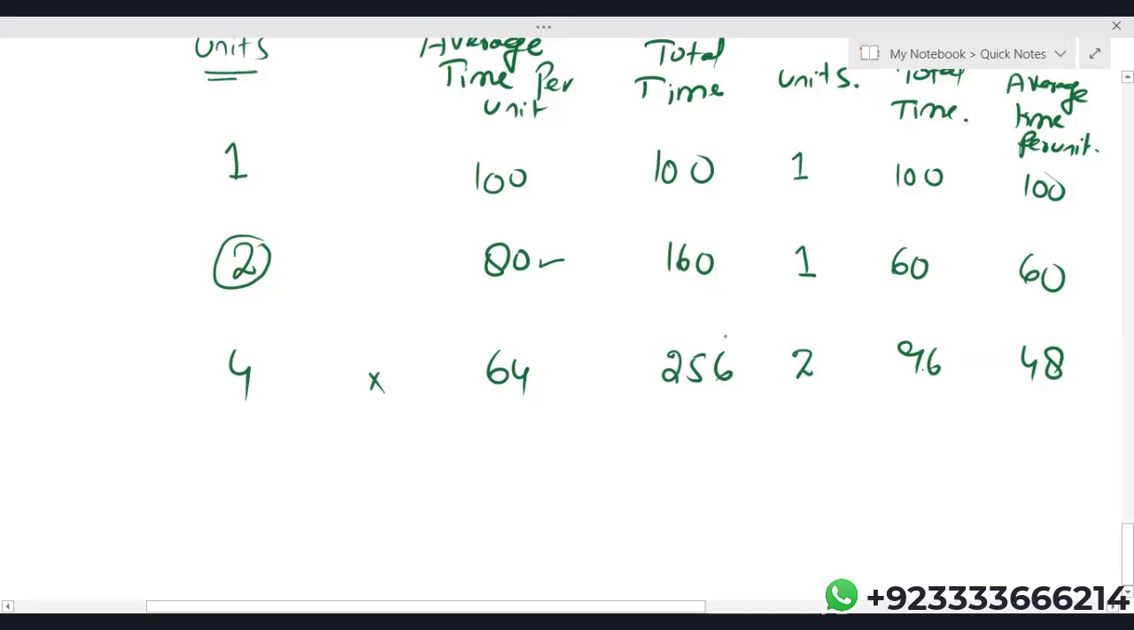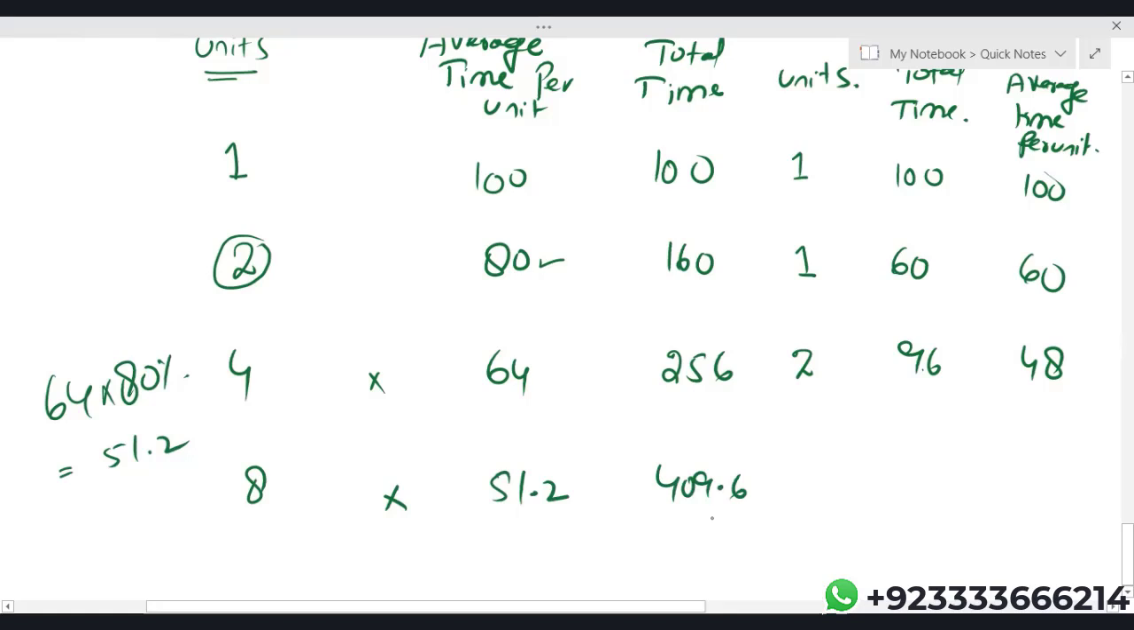Learning curve applies when an individual does twice of its previous work. So twice of 4 is now 8. Now apply 80% on this 64. If I apply 80% on this 64, I'll get 51.2. So 51.2 multiplied by 8.